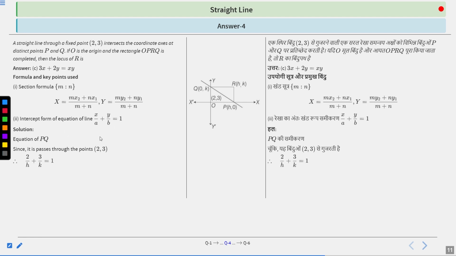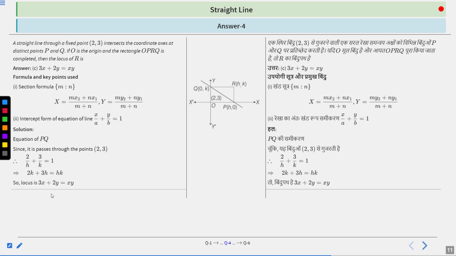Clear? So it passes through (2, 3), so it can be written as 2 by h plus 3 by k is equal to 1, right? Clear? We can see that the x-intercept is h and the y-intercept is k, right? The equation can be written as x by h plus y by k is equal to 1, and x and y are 2 and 3. Got it? Therefore, you can convert it to 2k plus 3h is equal to hk.